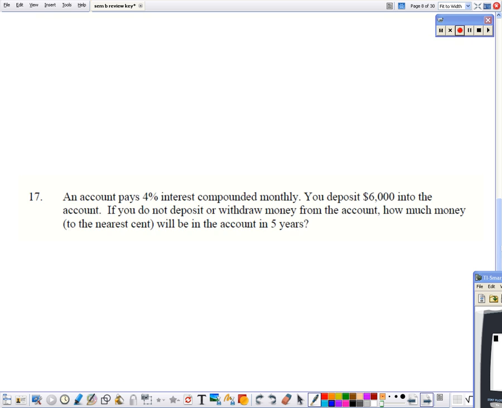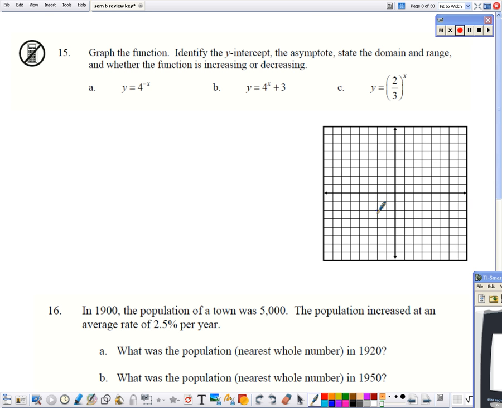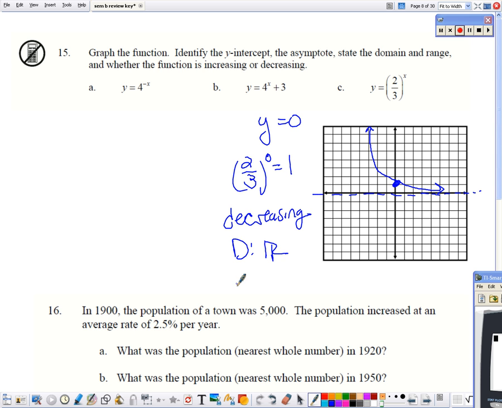Now for C, my asymptote's at 0, and that's the line y equals 0. My y-intercept, when I plug in 0 for x, is 1. And because 2/3 is less than 1, it's going to be a decay function. So it is always decreasing. My domain is all reals, and my range is y is greater than 0.